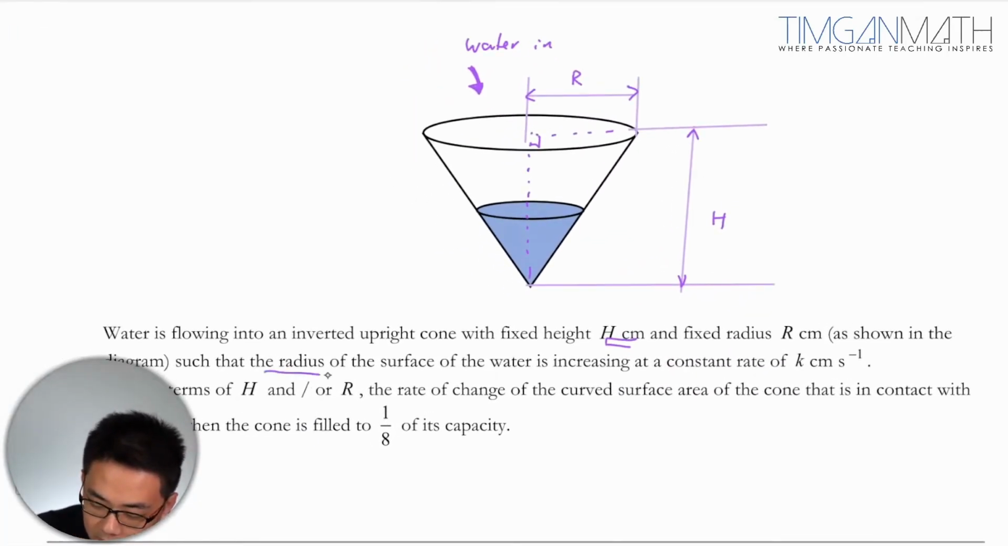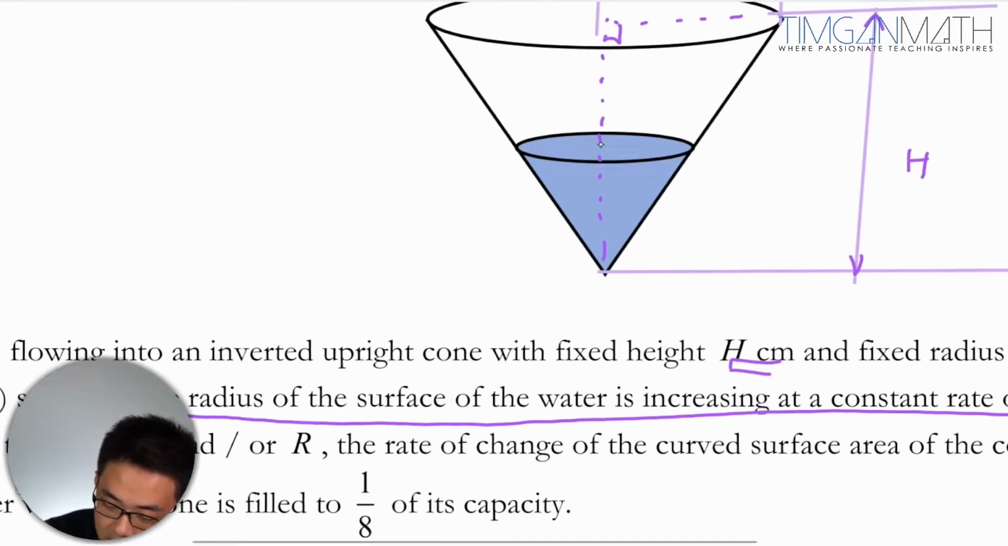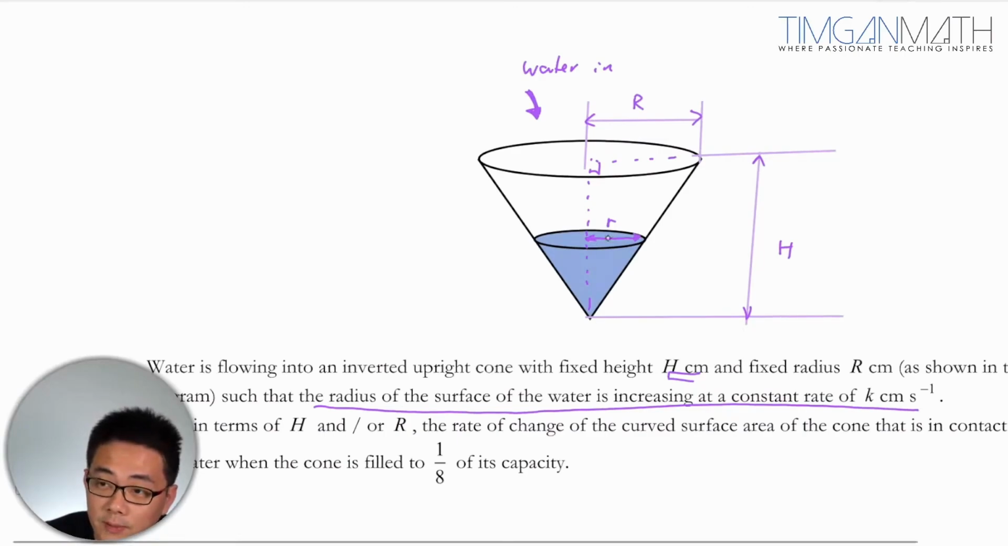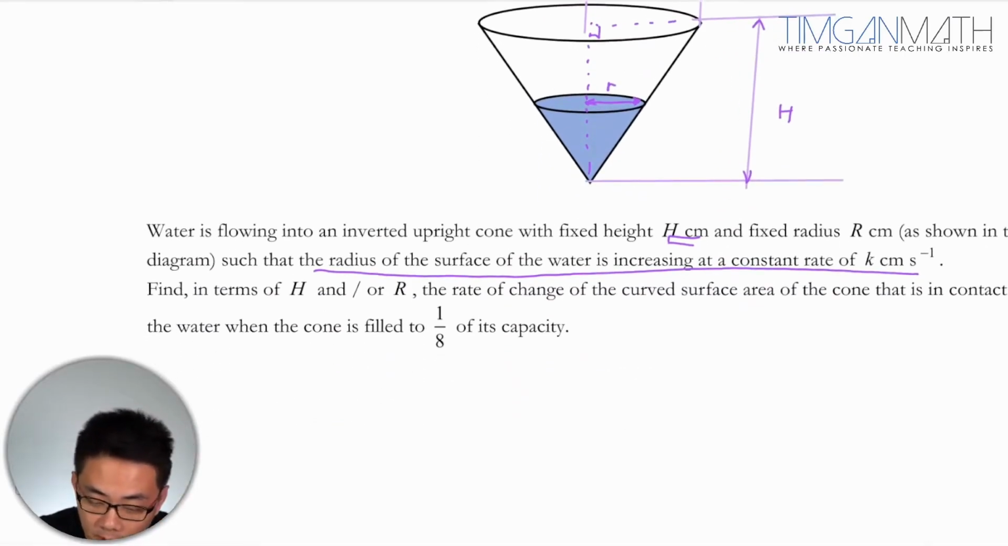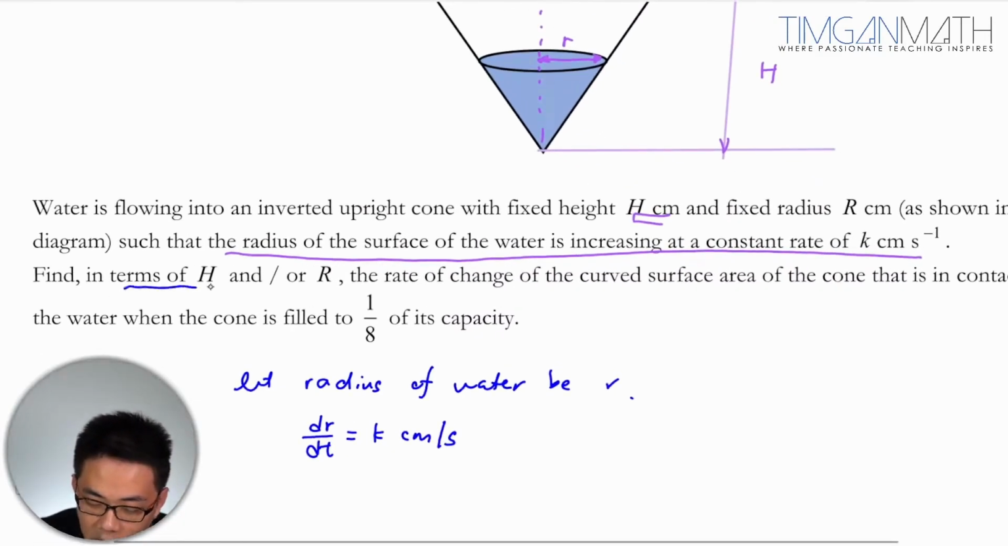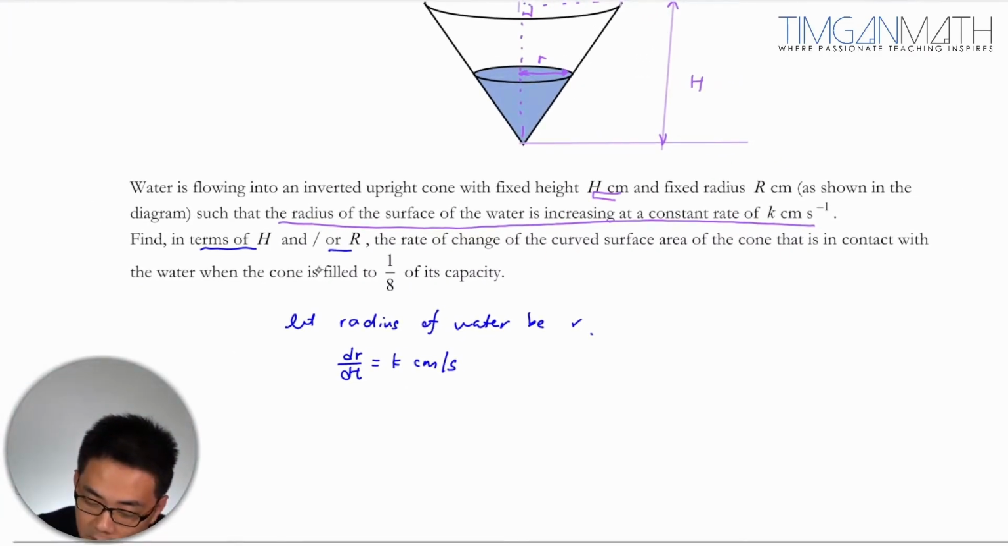The radius of the surface of the water is increasing at this rate. So the radius of this circle here, this is r. This is a variable, because as water goes in, you can imagine as water goes up, this r is changing with respect to time. So you let the radius of water be r, and given that dr/dt is actually k m per unit time. Okay, so find the rate in terms of h or r and l.